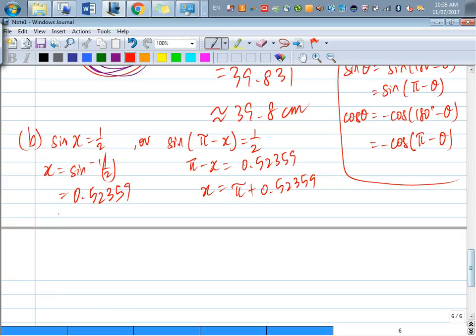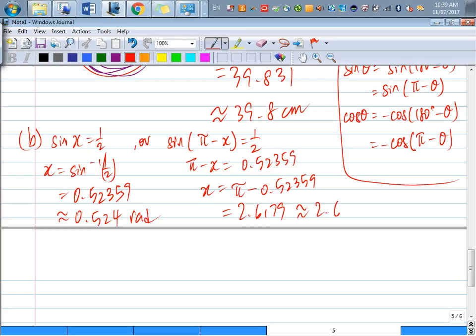So over here we get 0.524 radian. Or this will be, are you sure? Alright, or what? Minus? Oh yeah, minus. So this will be 2.6179. Round it off to get 2.62 radian. So in radian, you leave it in 3 significant figures, even though it's an angle. Only angles in degrees, then we leave it at 1 decimal place.